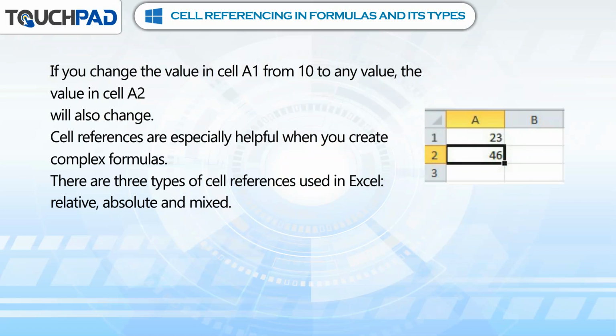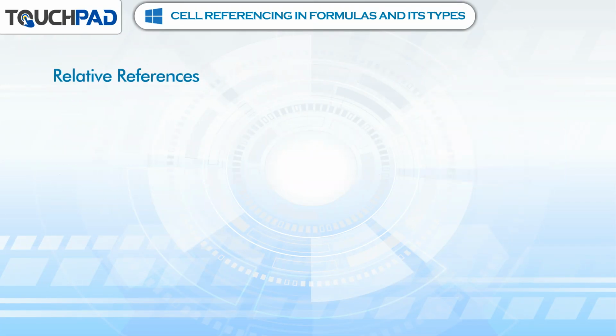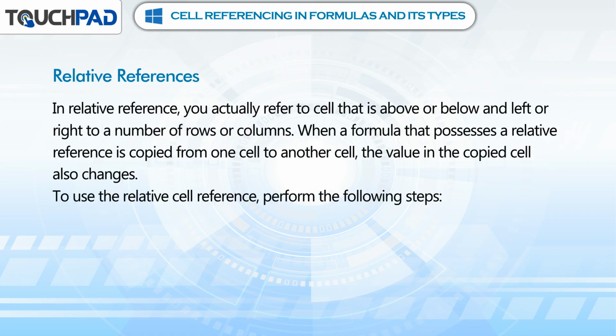There are 3 types of cell references used in Excel: relative, absolute, and mixed. Relative references. In relative reference, you actually refer to a cell that is above or below and left or right to a number of rows or columns. When a formula that possesses a relative reference is copied from one cell to another cell, the value in the copied cell also changes. To use the relative cell reference, perform the following steps.